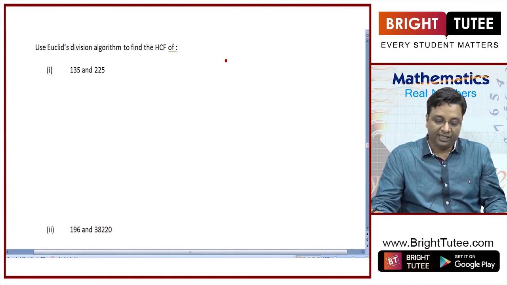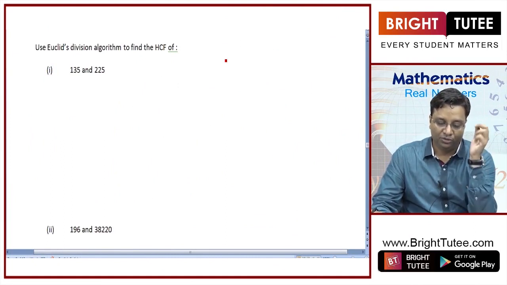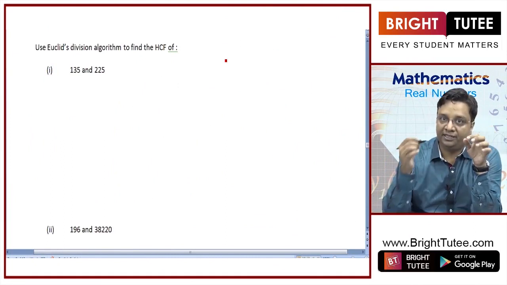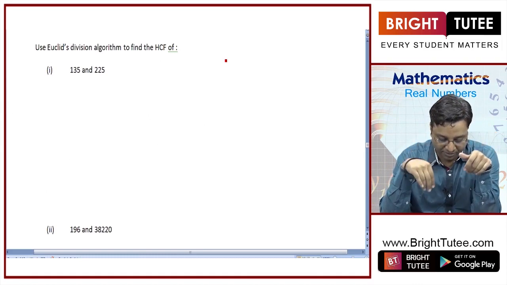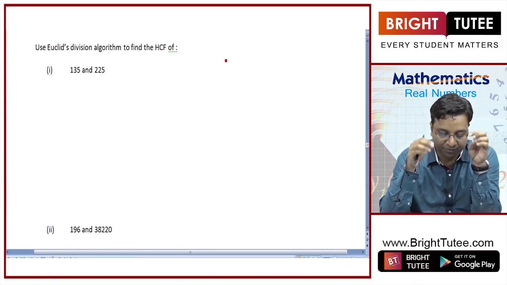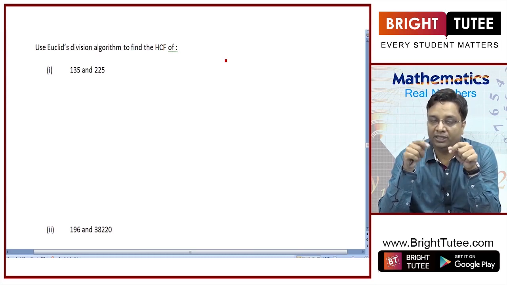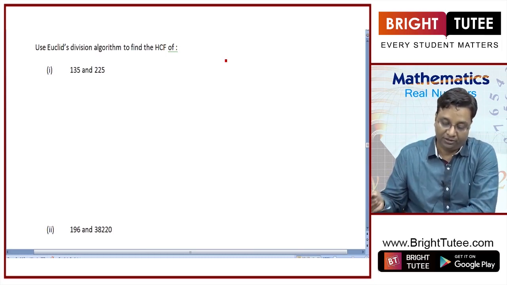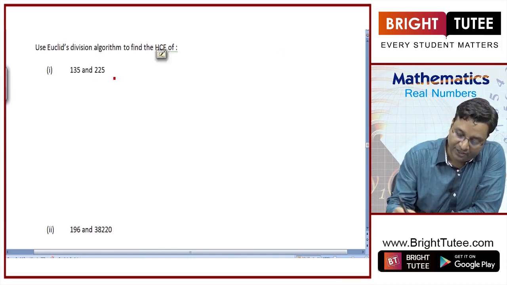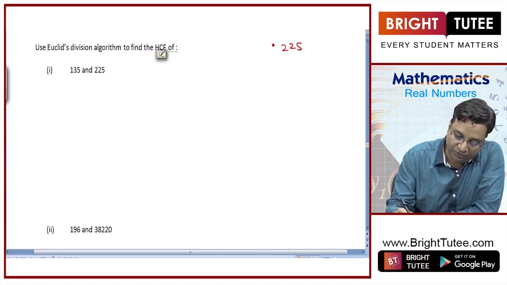Now let's move on to the exercise here. Use Euclid's division algorithm to find the HCF of these numbers. The question has specifically asked us to calculate the HCF using Euclid's division algorithm, so we cannot use any other method here. So let's divide 225 by 135.